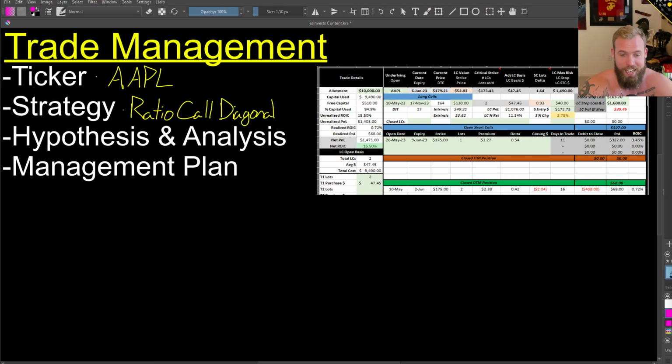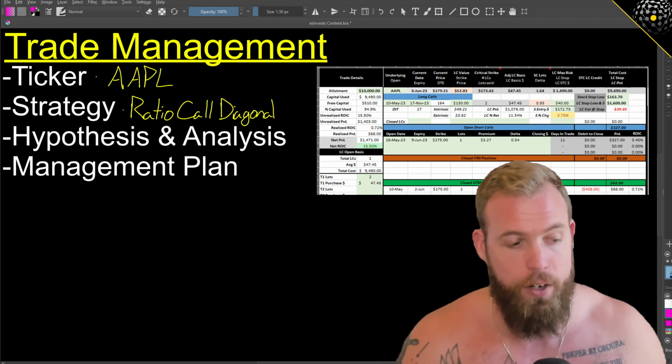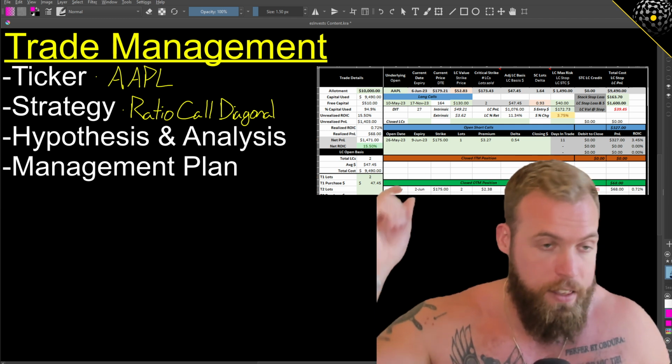Let's get right into the details. So the ticker, as I mentioned, is Apple. We are trading the ratio call diagonal. If you are unfamiliar with this structure, that's okay. I have an entire playlist on it and I will link to it in the notes below.